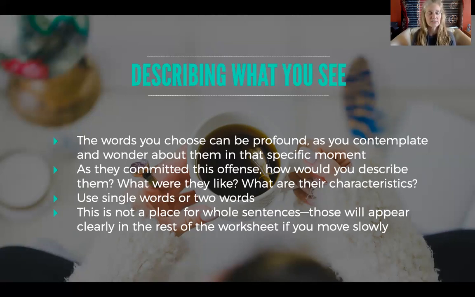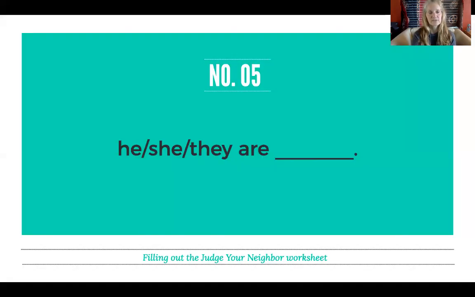What are the characteristics? So usually this area is not necessarily a place for whole sentences unless that just spills out. But I like to say, that person is, in this situation, selfish, mean, disgusting, repulsive, frightening, like that. Make a list. So he, she, they, it are.